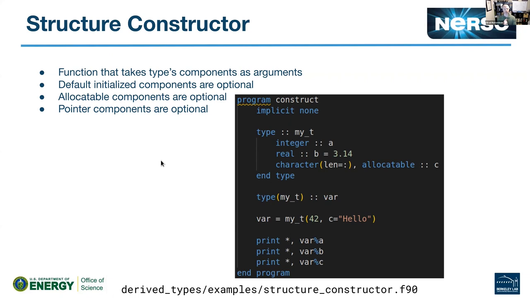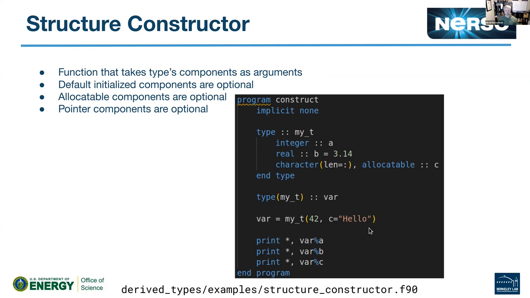Next is the structure constructor. Every derived type that is defined by default gets a function defined implicitly that has the same name as that type and takes its components as arguments and returns a value of that type. It's called the intrinsic structure constructor. The arguments for default initialized components are optional. Allocatable components are optional, and pointer components are also optional.